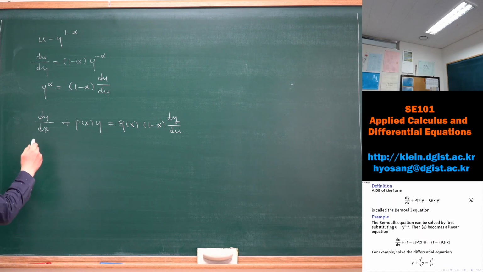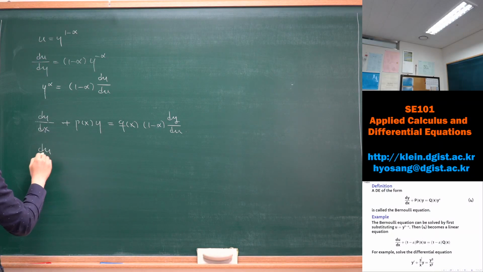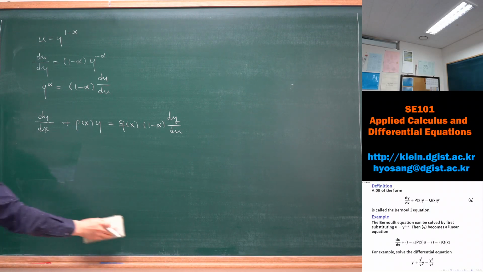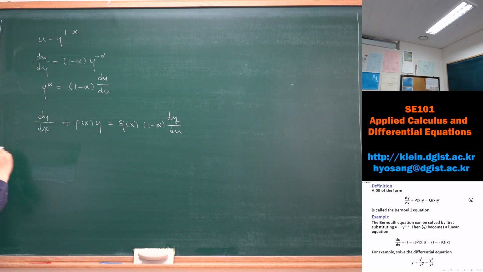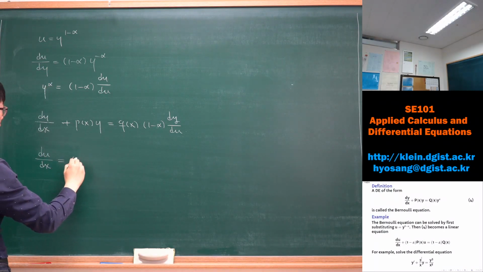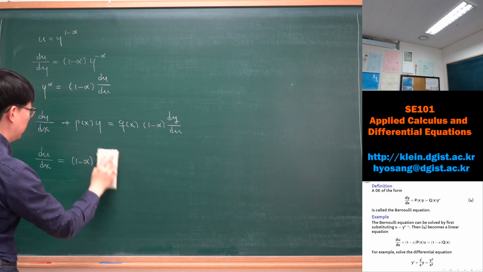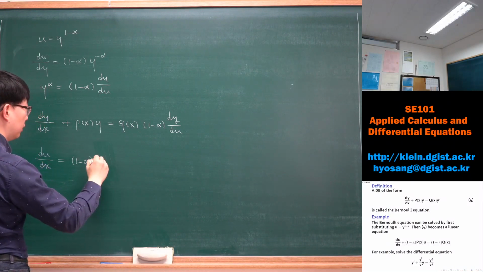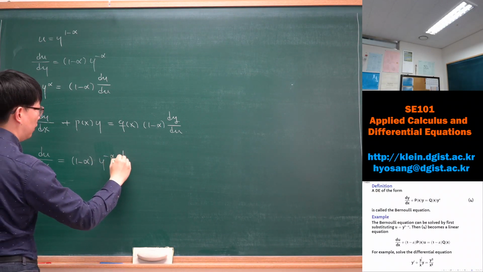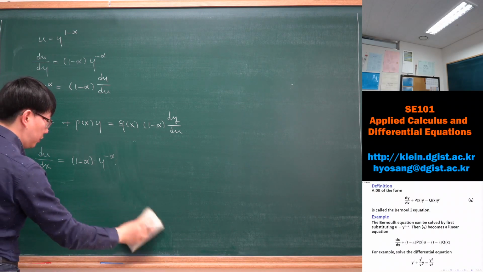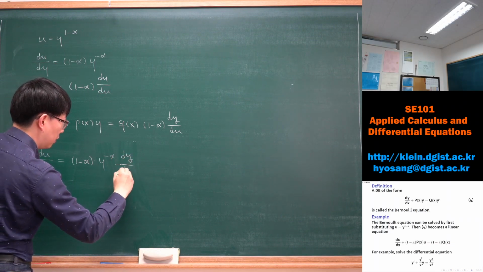So where are we at? What do we have here? So we have dy. y is a function of x, and u is a function of y. Therefore, u is also a function of x, and du dx can be computed as 1 minus alpha, dy. Still have this guy, y to the minus alpha, and dy dx. Confusing. So dy dx. Okay.